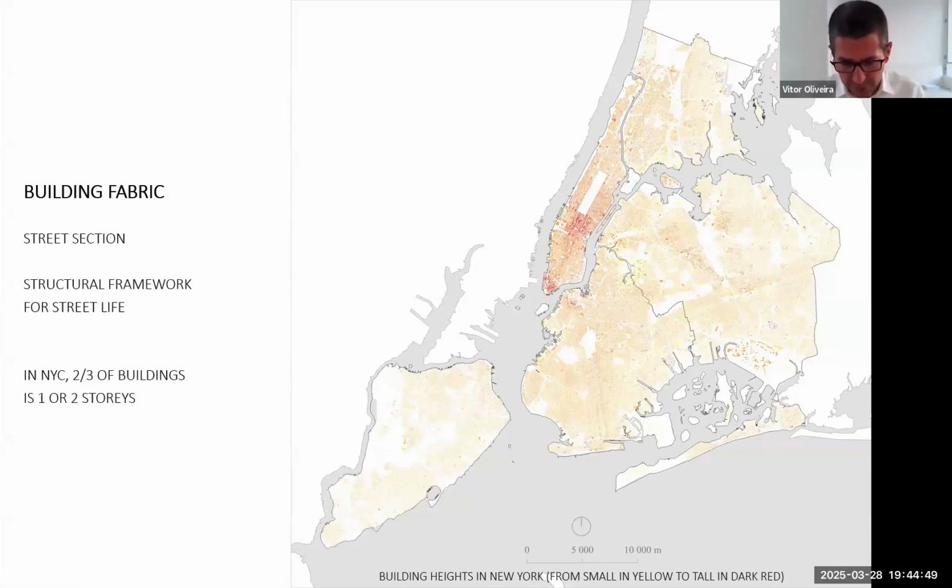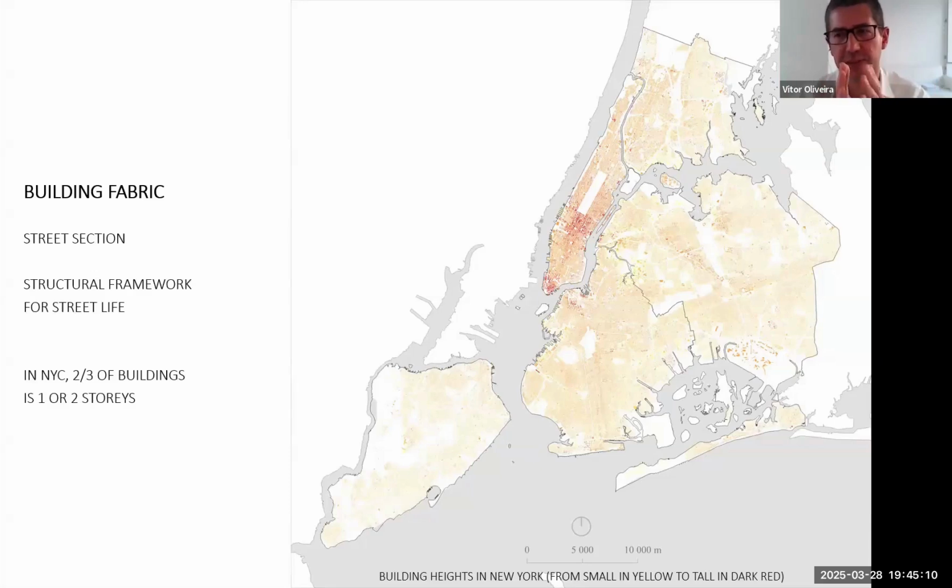This is important, but for us, the building height by itself is not that relevant. We think that it should always be considered with the street width. Together, they make the street section, which is a fundamental element for relating the ground plan and building fabric.